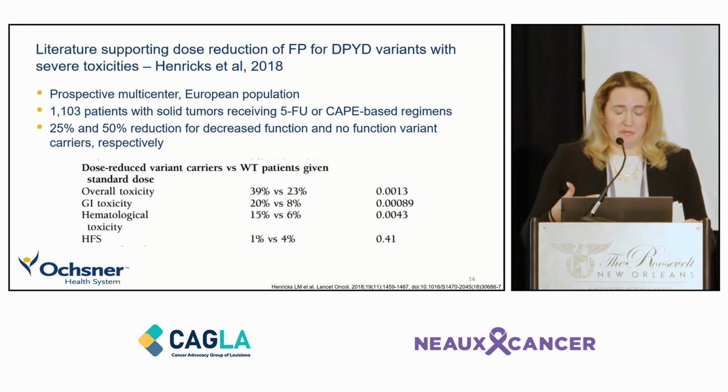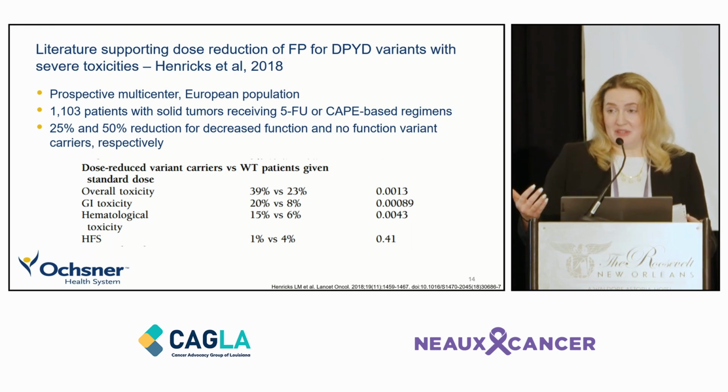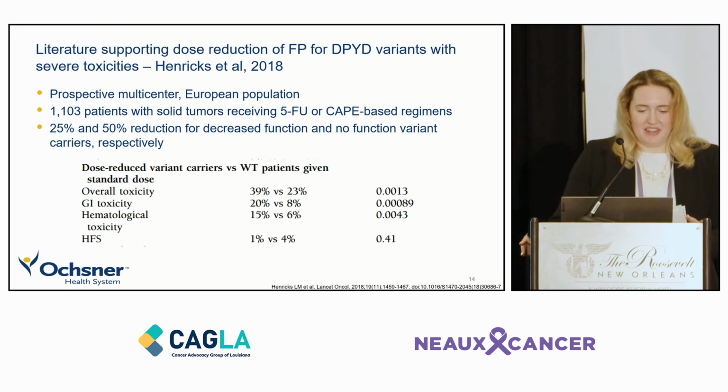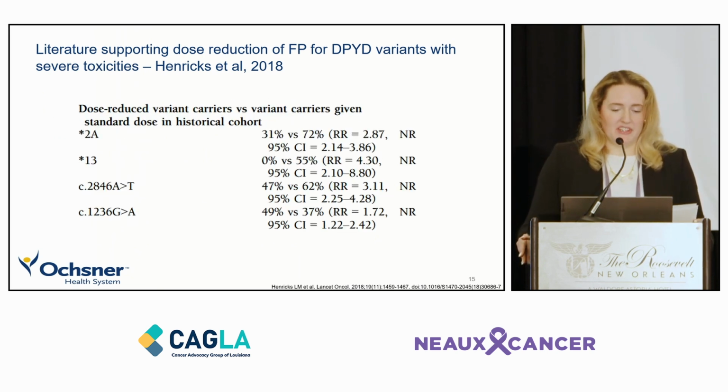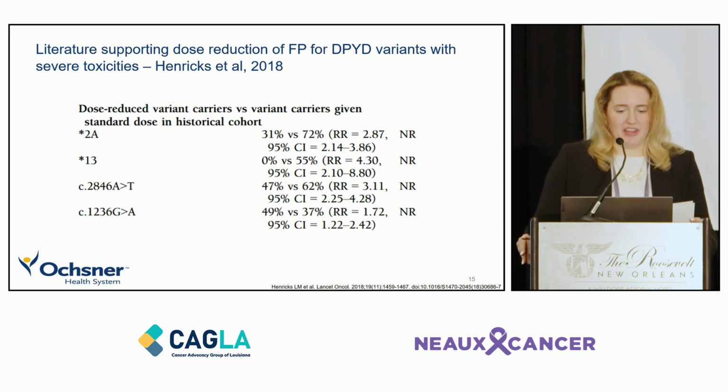And so when we first look at these results, they seem surprising, right? Why are we seeing, when we're dose reducing patients, somewhat of a higher toxicity overall? When we look more closely into the data, for STAR 2A and STAR 13, we see results that we would expect, right? We're dose reducing, and we're seeing better toxicities with the 50% reduction in both of these cases.